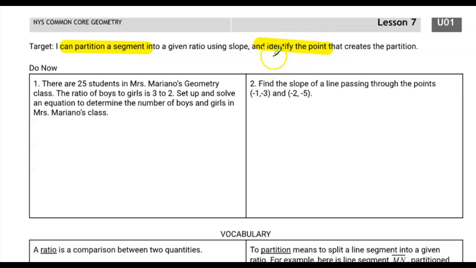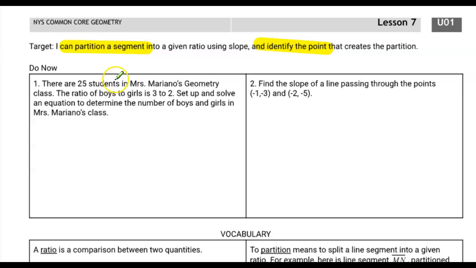So we got 2 different things that are going on here. One thing is very procedural, being able to split a line segment into 2 different parts, and the second part is very algebraic, identifying the point that creates the partition. And we're going to be showing you the first method today.